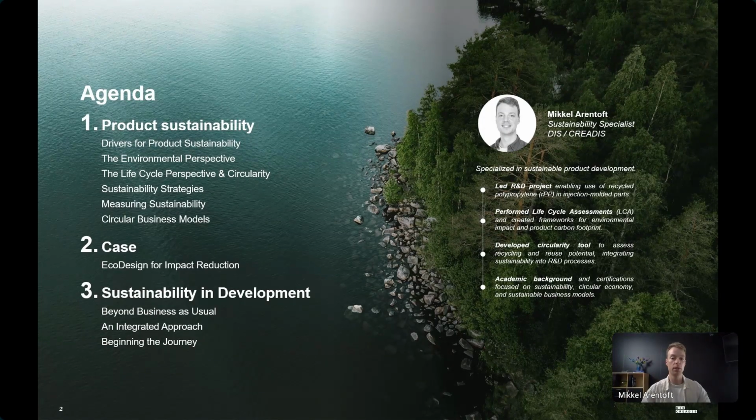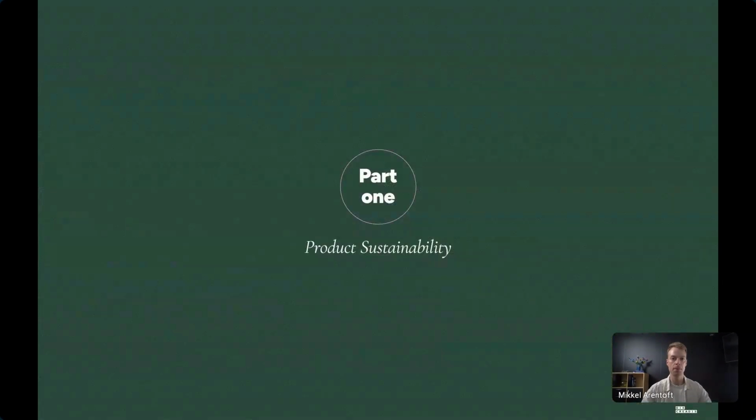Today, we'll explore what is product sustainability, highlighting some key principles to keep in mind when designing for sustainability. I'll present a case where we design for sustainability by applying the principles to reduce carbon footprint. And lastly, I will go into how product sustainability can be integrated into the product development process, with some pointers to how you can begin right away.